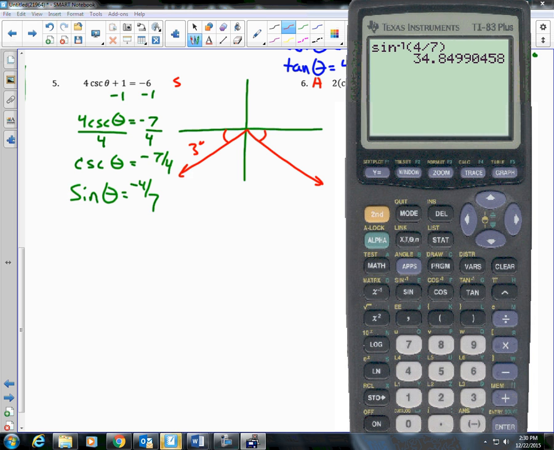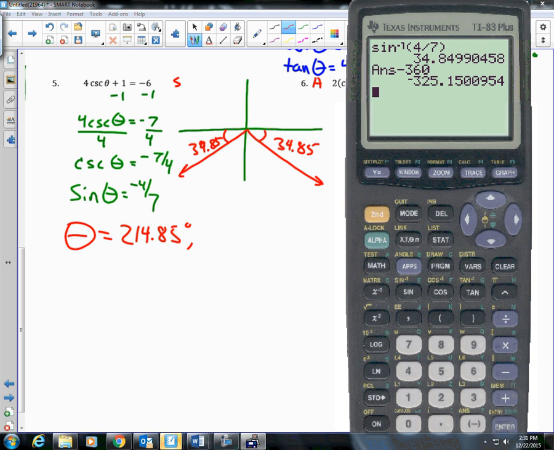Smartboard's acting up again. It's having a rough time. So I will add 180 and I get 214.85. And then I subtract from 360 and I get 325.15.